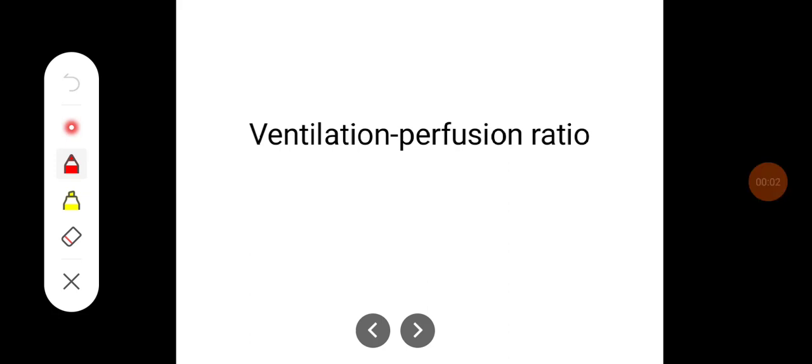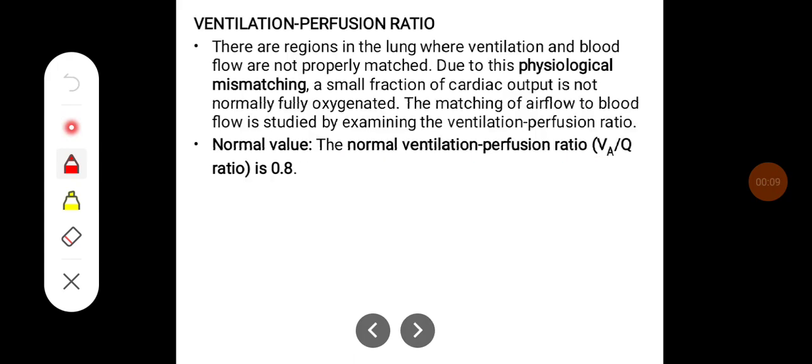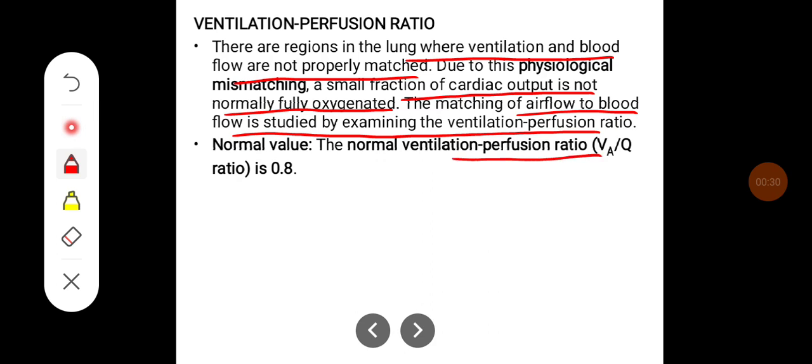Hello everyone. In this class, we'll try to understand what is ventilation-perfusion ratio. There are regions in the lung where ventilation and blood flow are not properly matched. Due to this physiological mismatching, a small fraction of cardiac output is not normally fully oxygenated. The matching of airflow to the blood flow is studied by examining ventilation-perfusion ratio. The normal ventilation perfusion, that is V/Q ratio, is 0.8.